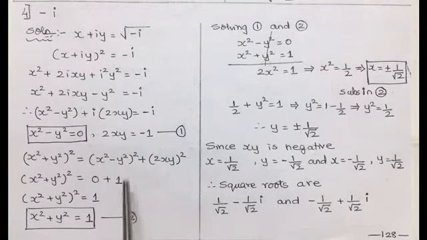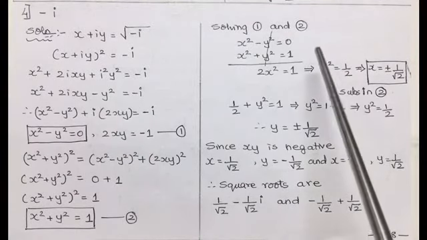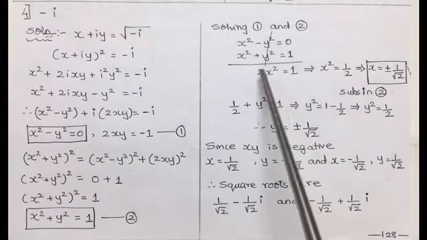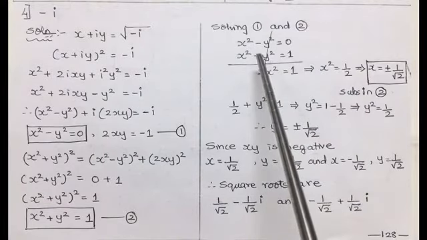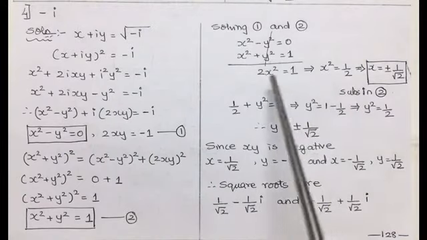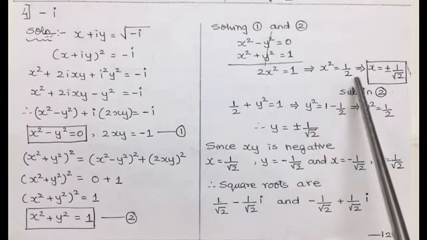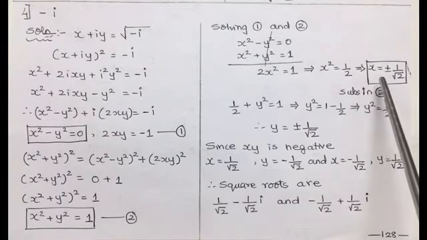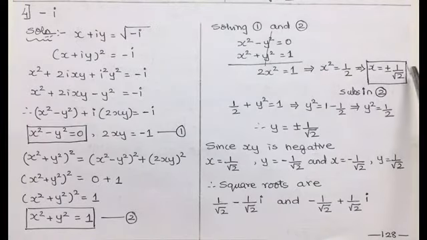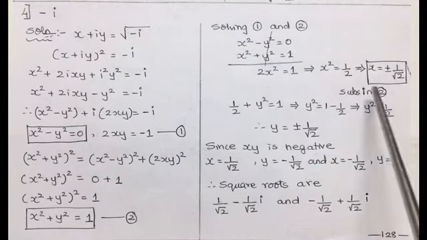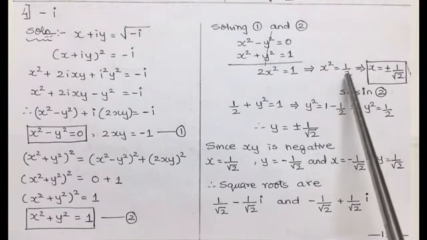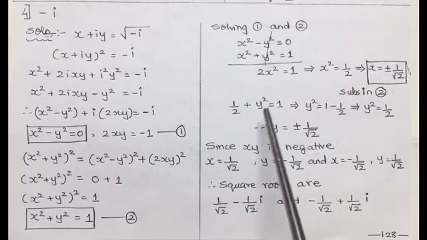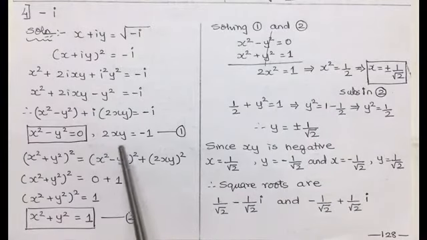Now solving 1 and 2, cancelling y square, we get 2x square is equal to 1. Shifting to the other side, it becomes x square is equal to 1 by 2, and the value of x will be plus or minus 1 upon root 2. Now substituting this value of x square in equation number 2, either you can put it in 1 or in 2.